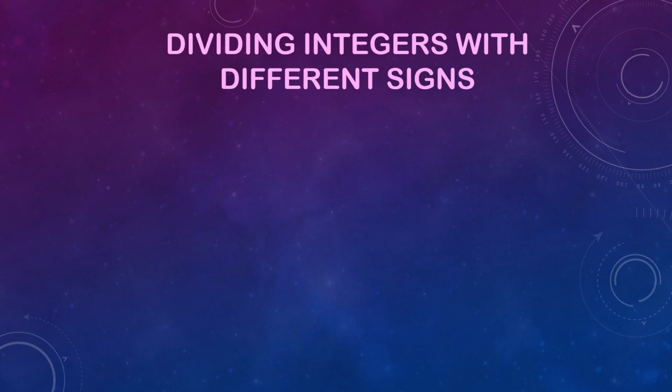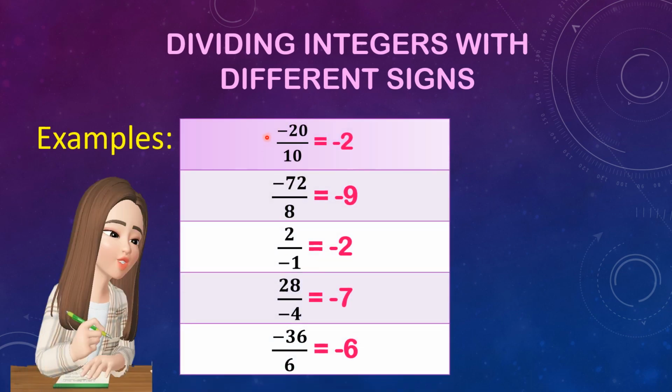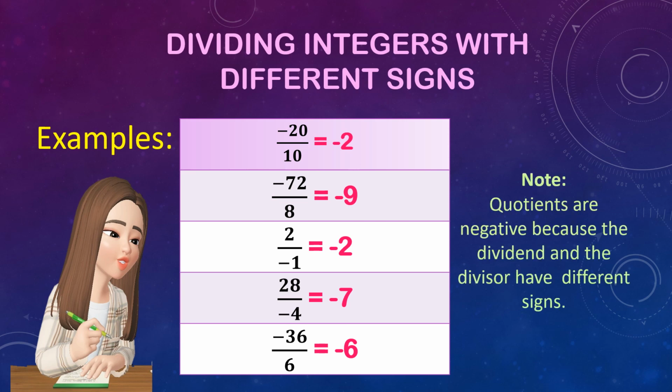Let's divide integers with different signs. For examples, -20 divided by 10 is equal to -2. -72 divided by 8 is equal to -9. 2 divided by -1 is equal to -2. 28 divided by -4 is equal to -7. -36 divided by 6 is equal to -6. Please take note that quotients are negative because the dividend and the divisor have different signs.